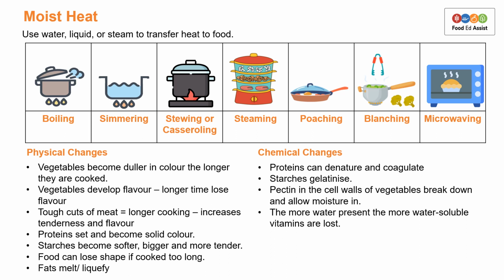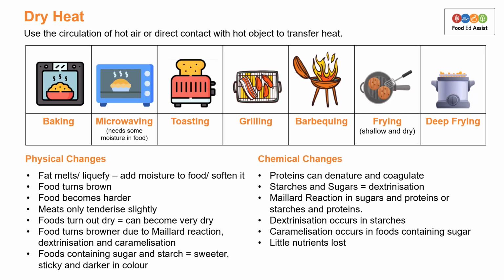In terms of our chemical changes, our proteins denature and coagulate. Our starch gelatinizes. Pectin in the walls of the vegetables breaks down and allows moisture in, so they can become soggy, which is our physical change. The more water present, the more water-soluble vitamins are lost. That's a chemical change.